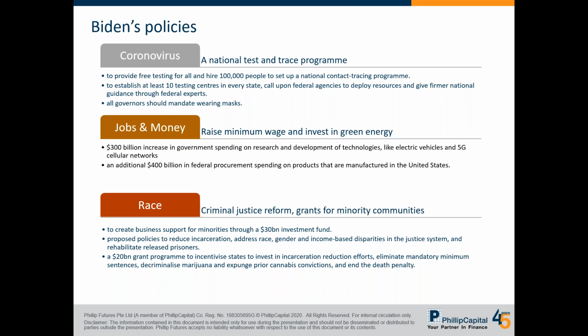Now for jobs and money, a 300 billion increase in government spending. Where will this money flow to? Research and development for technologies. Many months ago, I talked about how he's targeting green technologies, like electric vehicles and of course 5G cellular networks. And he's going to pump in an additional 400 billion in federal procurement spending on products that are manufactured in the US, to bring up the whole made in USA economy, rather than relying on imports.